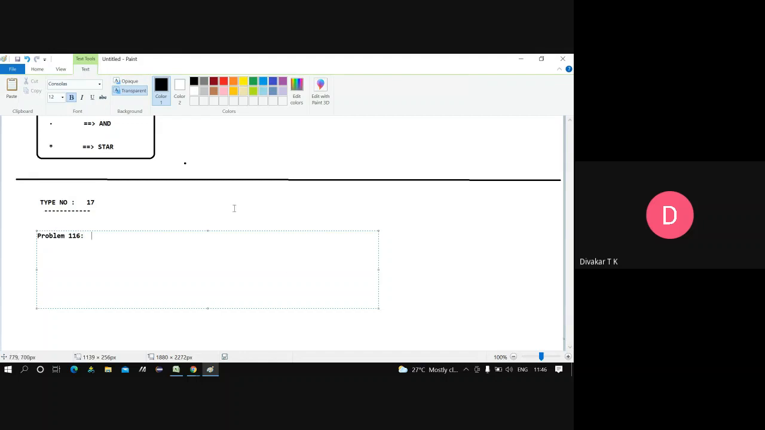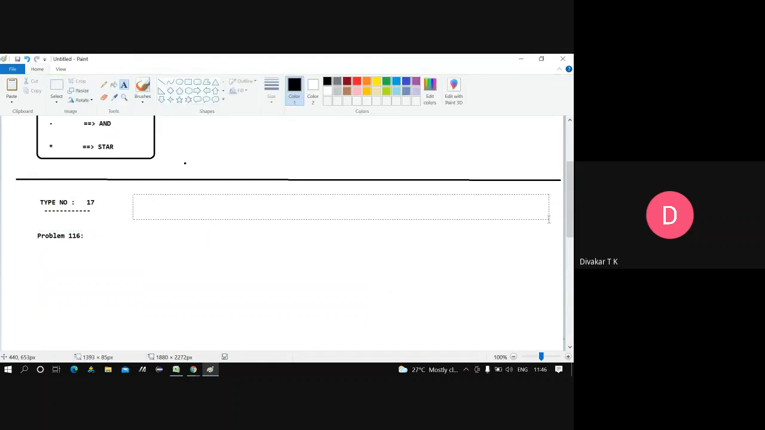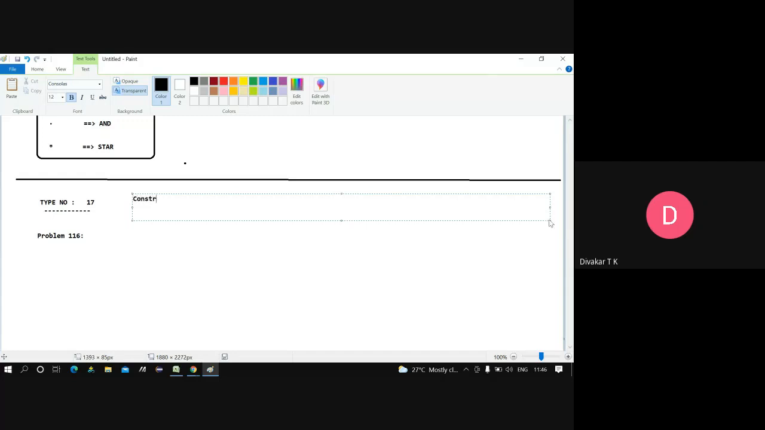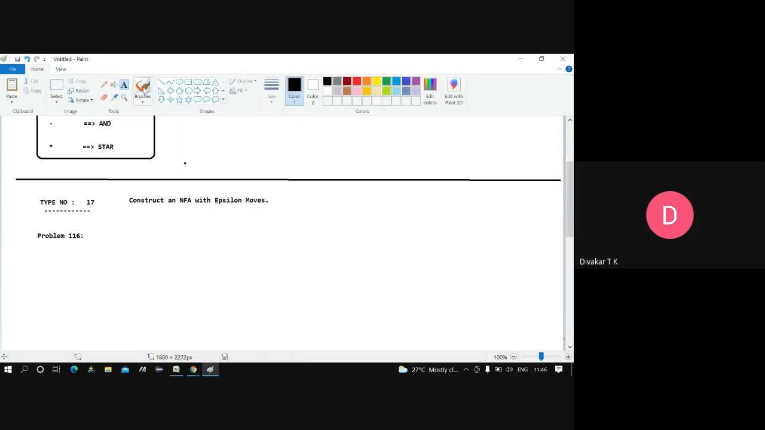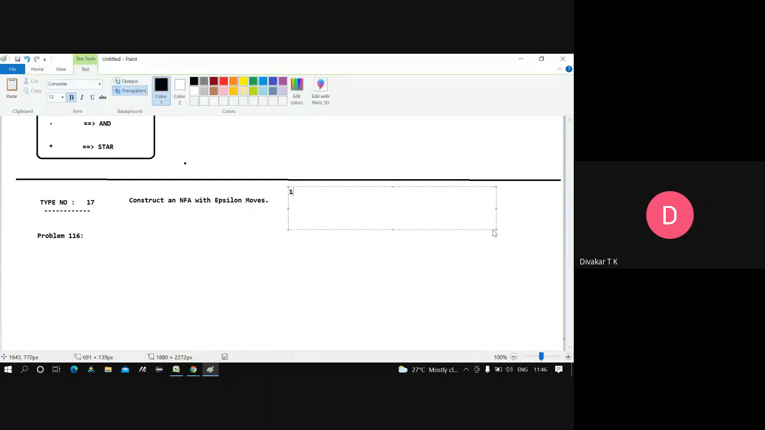In type number 17, what we are trying to do here is construct an NFA with epsilon moves. It is very easy to get the marks in this type. Construct an NFA with epsilon moves. That's a 100% question, guys. You will compulsorily get this question in the examination hall.